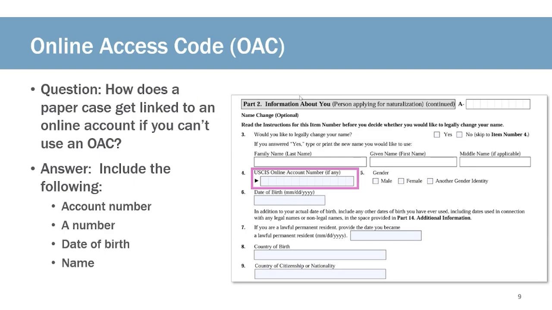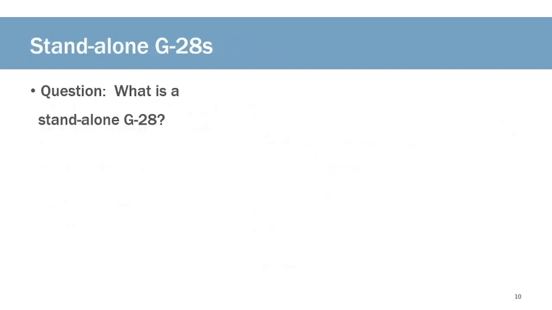Here's an example from part 2 of a paper form N400, the application for naturalization. There's a space for the online account number. If the user includes the account number, the paper form will link to their account. I have some notes about this for the legal representative account that we'll review in a minute. Leah, this is a good point to move ahead and start talking about adding a standalone G28. Yes, it is. So let's talk about that.